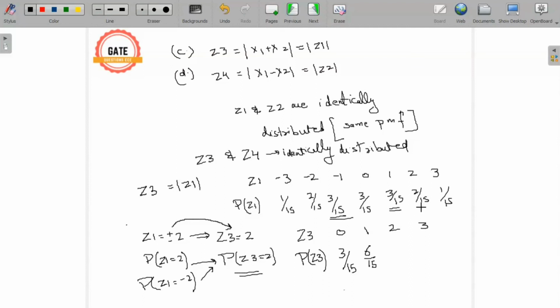Similarly, for Z3 is equal to 2, we will have to add this one and this one. 2 by 15 plus 2 by 15 will be 4 by 15. For 3, 1 by 15 plus 1 by 15, answer will be 2 by 15. So this is the PMF of Z3, and this is also the PMF of Z4. Why? Because they are identically distributed.